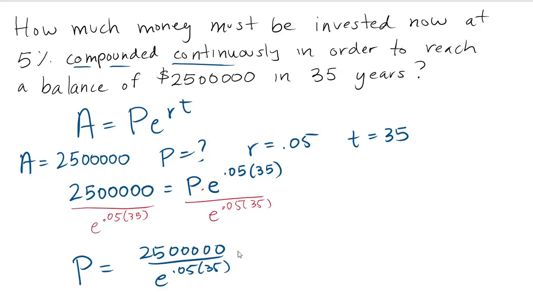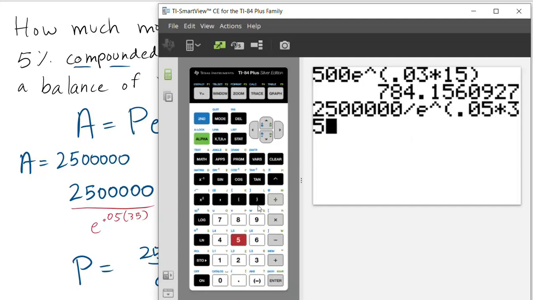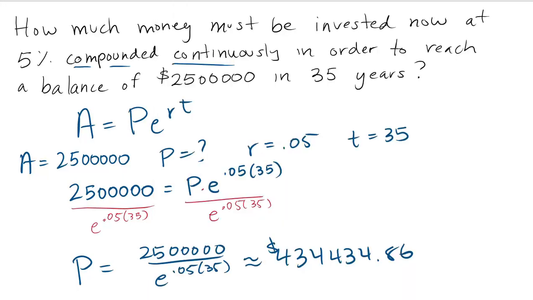So let's round this off. 2,500,000, that's 5 zeros after the 25, divided by e to the 0.05 times 35. So we need to start with $434,434.86. That's a lot of money to put into a lump sum investment. We're probably going to have to use another investment strategy to reach our goal. Instead of using a lump sum, we might have to invest slowly using an annuity or something like that.